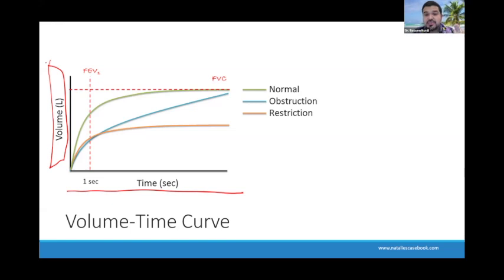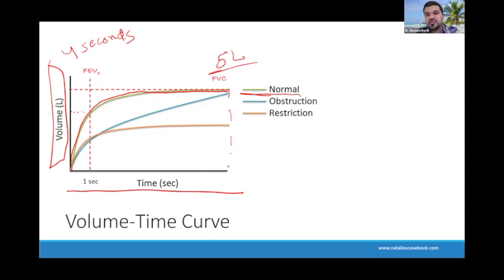So we have here an example of three different diseases. So the light green one is the normal, okay? So this is a normal volume time curve. If we assume that the FVC here is 5 liters, so the FEV1, the forced expiratory volume in the first second, how much air they were able to exhale in the first second, was here. And this was 4 liters.